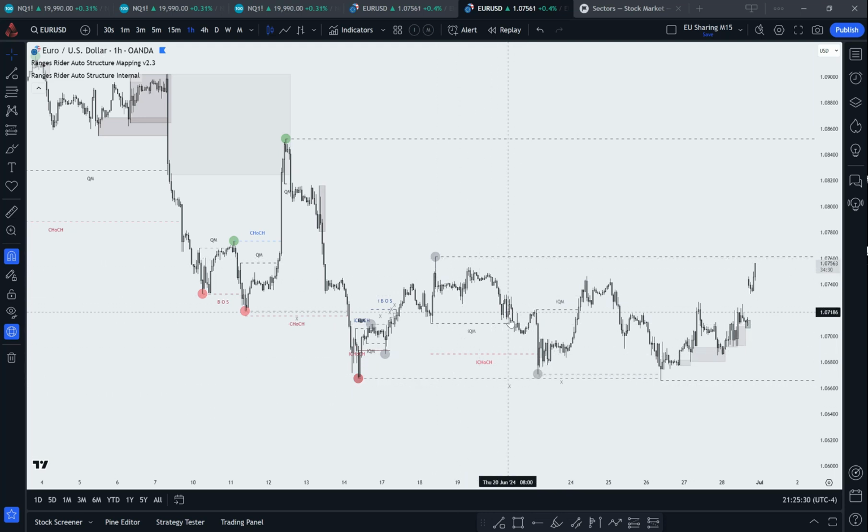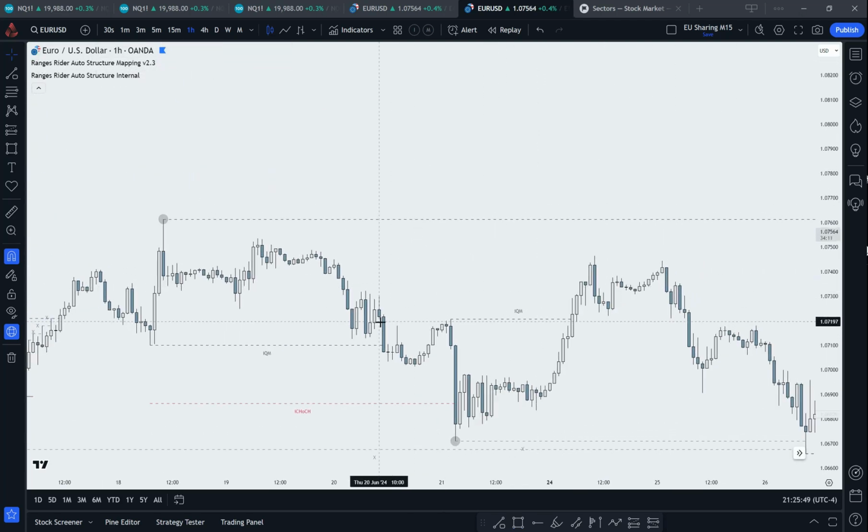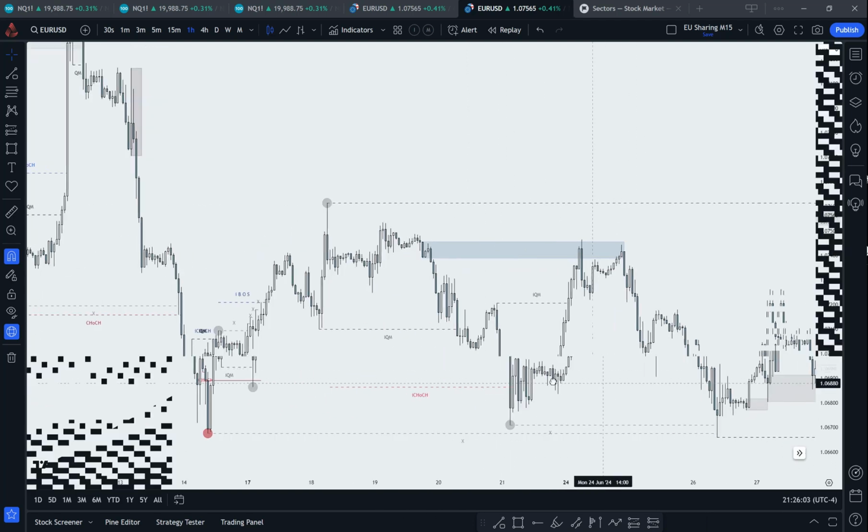And of course, you want to sell this one now. Why? Because the external range and internal range, they are in line with each other. And once the price took the QM, you can sell from the IDOB. You see, this one is mitigated, everything is mitigated except this one. Except this one, right?